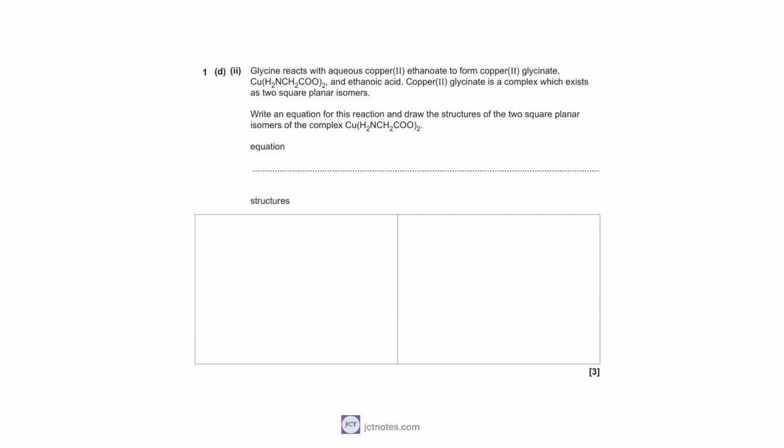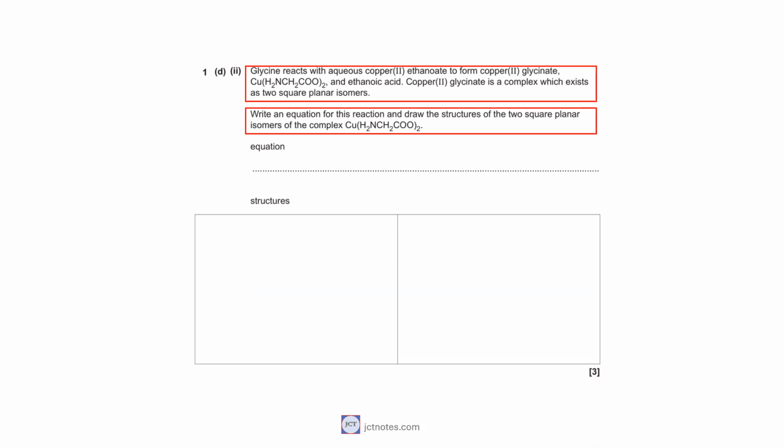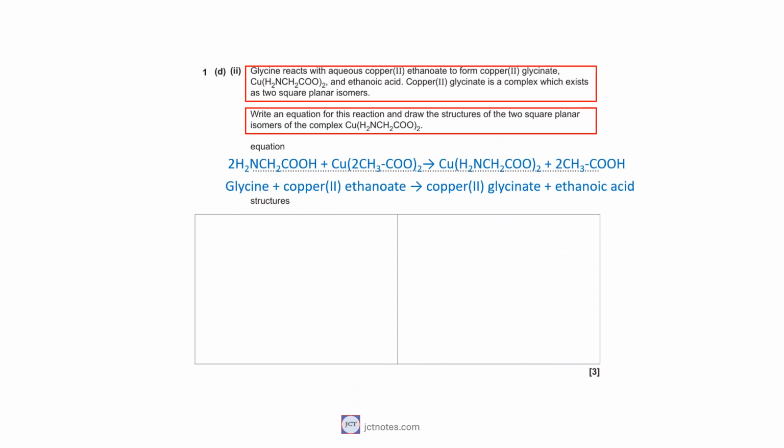We move to the second question of Part D of question 1. Glycine reacts with aqueous copper-2 ethanoate to form copper-2 glycinate and ethanoic acid. Copper-2 glycinate is a complex which exists as 2 square planar isomers. We are asked to write an equation for the reaction and draw the structures of the 2 square planar isomers of the complex. As the formula of glycine is given in the previous question and the formula of copper-2 glycinate is also given, the reaction should be easy.